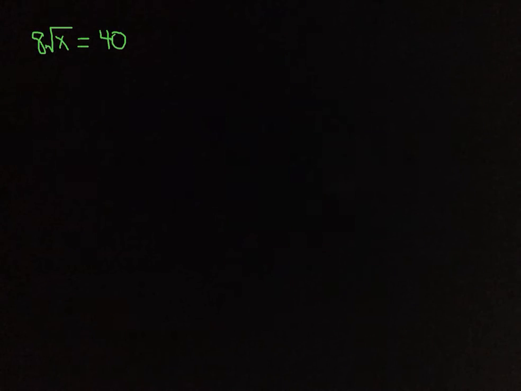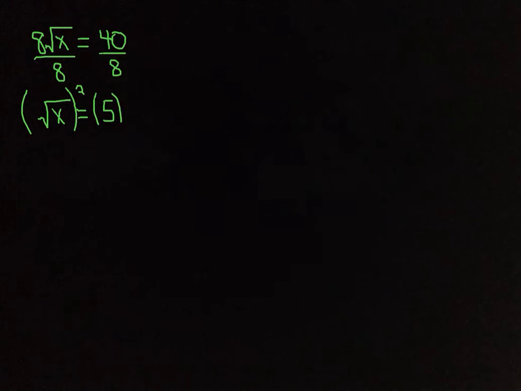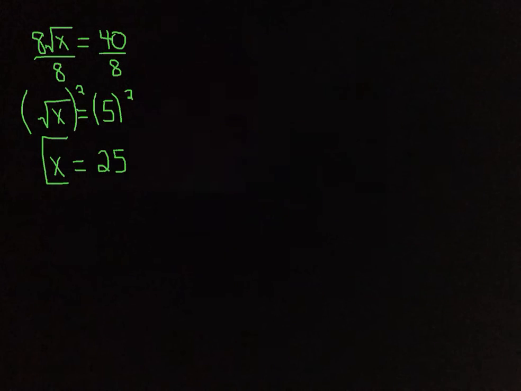In this particular problem, I have 8 square root of x equals 40. I want to try to get the x by itself, so it's being multiplied, so let's go ahead and divide both sides by 8 first. That'll give me the square root of x is equal to 40 divided by 8, which is 5. Now, to get rid of a square root, we could simply square both sides. So the square root of x squared is just x, and 5 squared is just 25. So our answer is x equals 25.